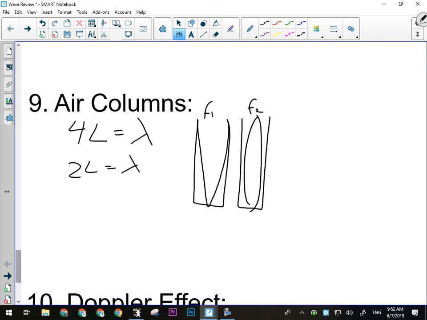It might come into play in a problem solving question if you were asked to calculate the next frequency you would hear. If you calculate the fundamental frequency and it's an open air column, the next frequency you would hear is F2. But if it's a closed air column, the next frequency you would hear would be F3. Just things like that, little things that could come up.